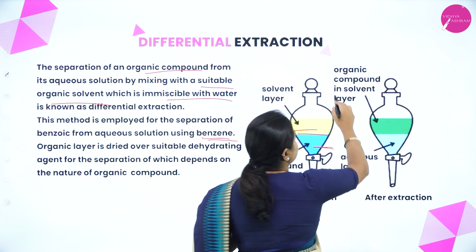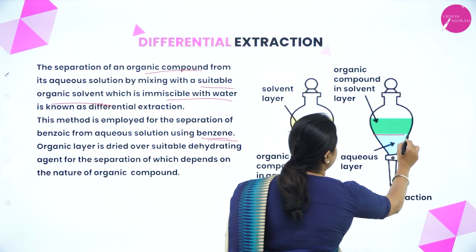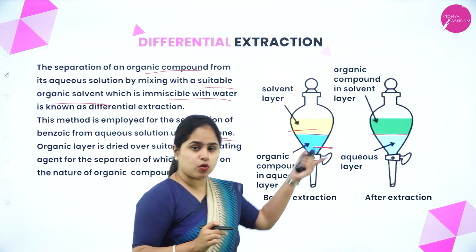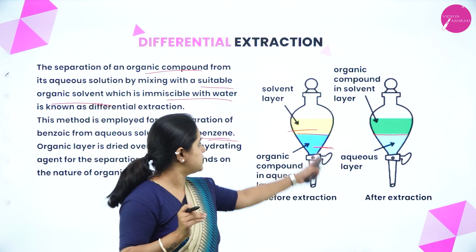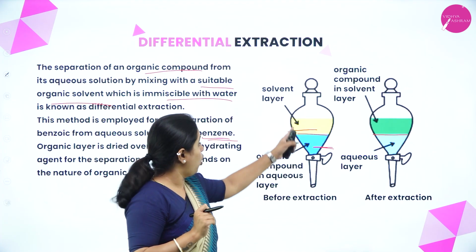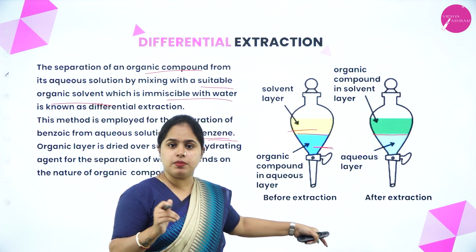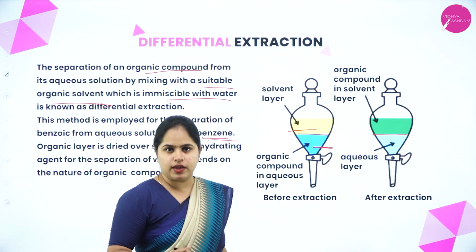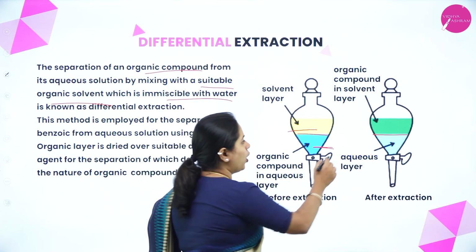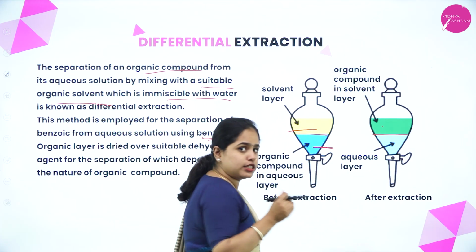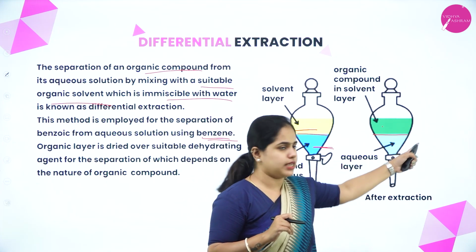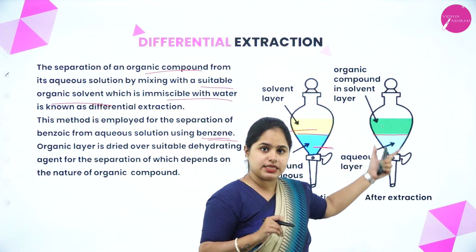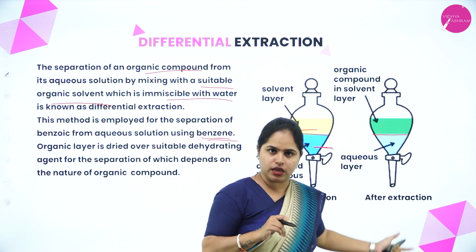Now what happens? The organic compound and solvent layer will be on top, and the aqueous layer, that is the water, is immiscible with it. The water is immiscible in the organic solvent, but the organic solvent will be miscible with the organic compound that we have to purify. So the organic compound and the organic solvent will be in this green area, and below that in a separate layer you will see just the water.